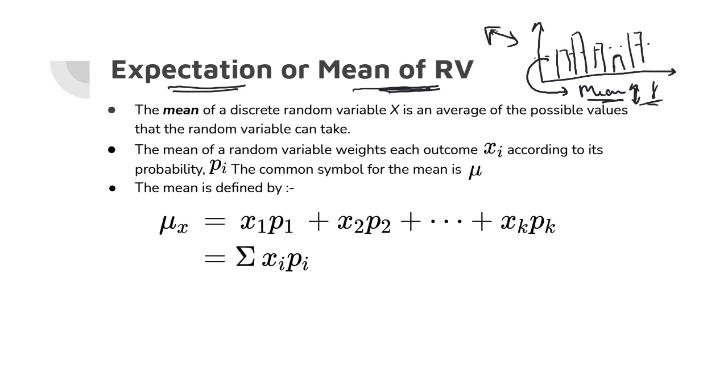So now let us get back to the probability part of expectation. When we take the mean of a discrete random variable x, it is the average of all possible values that the random variable can take. So we are just finding a number to represent our random variable, right? The mean of the random variable weighs each outcome xi according to its probability. The common symbol for the mean is mu here.